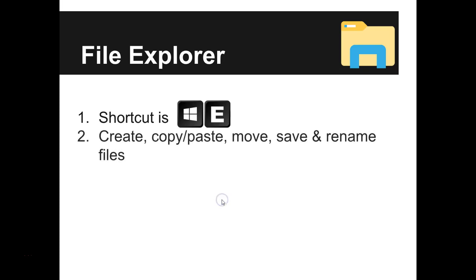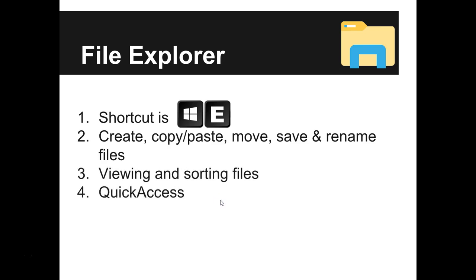Next up, we're going to cover the File Explorer to get around Windows. The shortcut is Windows E. And that'll allow us to create, copy, paste, move, save, rename files, you name it. And we're going to go over some viewing, sorting files, and the quick access shortcut.